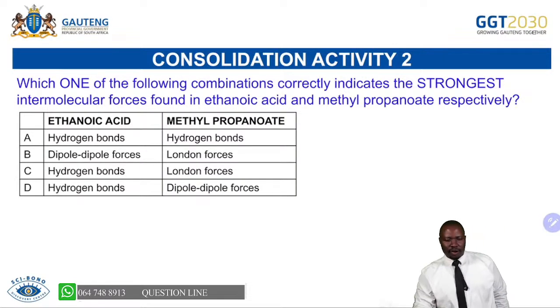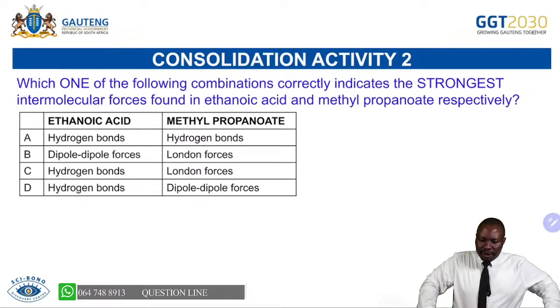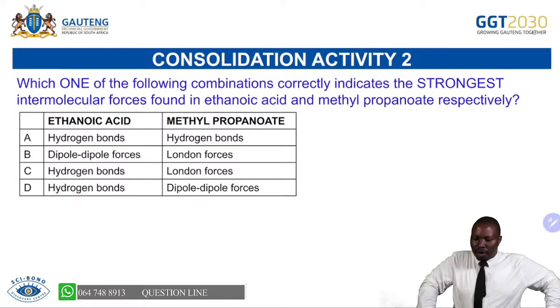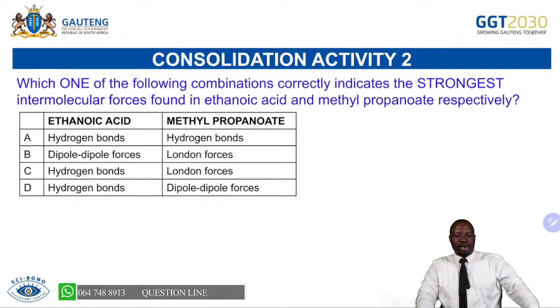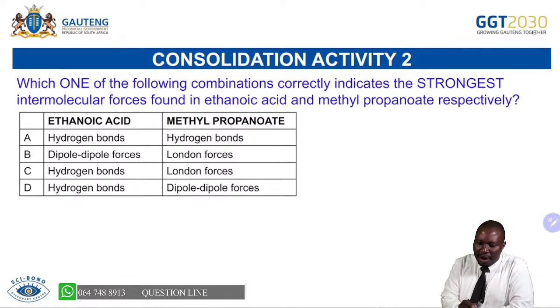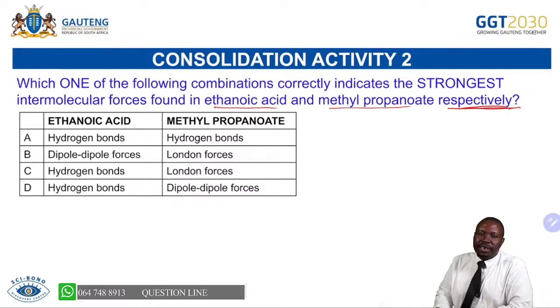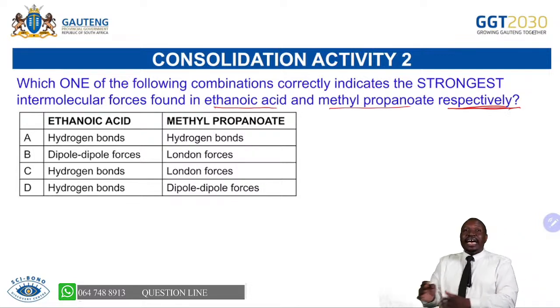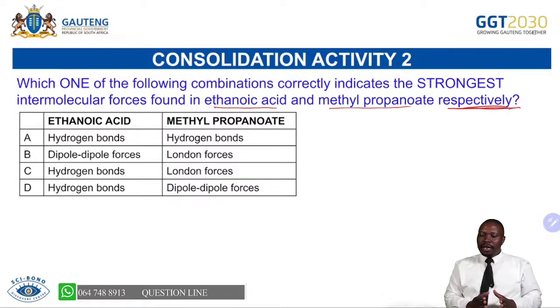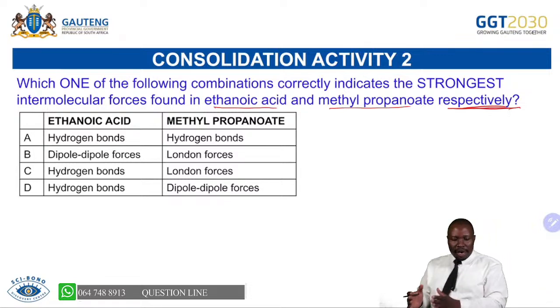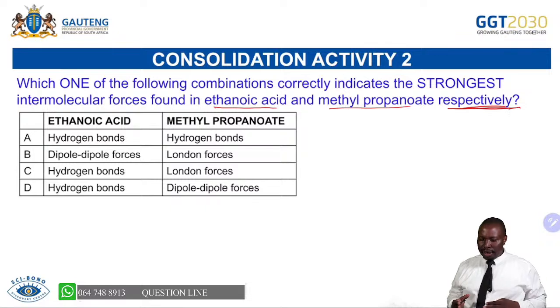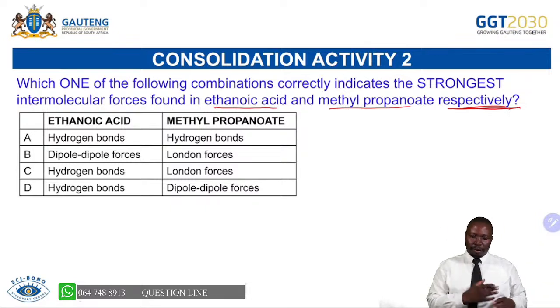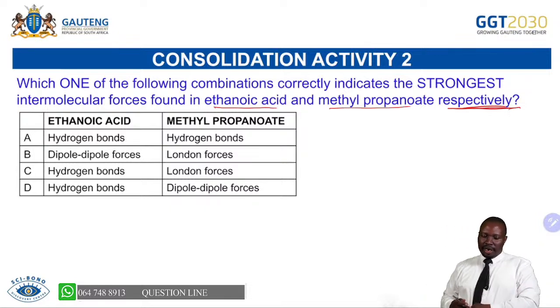Now the last consolidation activity. It says, which one of the following combinations correctly indicates the strongest intermolecular force found in ethanoic acid and methyl propanoate respectively. This was an English question, because if we don't know what respectively means, they are saying in that order, which means the first one must be ethanoic acid, the second one methyl propanoate. You cannot start with methyl propanoate and then ethanoic acid.